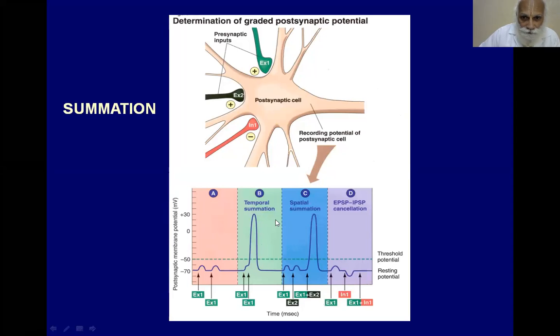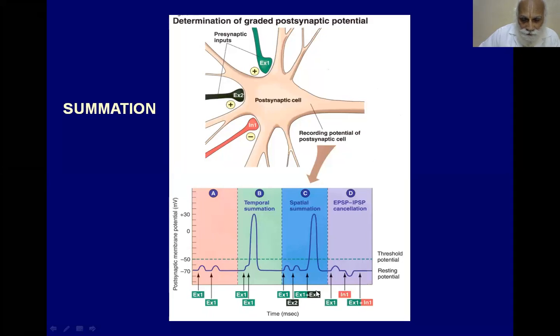Now, if you see for the spatial summation, EX1 excitatory input 1, excitatory input 2 is in the black. So if you give an excitatory input from the EX1, you get an EPSP. Similarly, if you stimulate the EX2, then you get another EPSP. There is no summation. But remember, this is one source, this is another source.